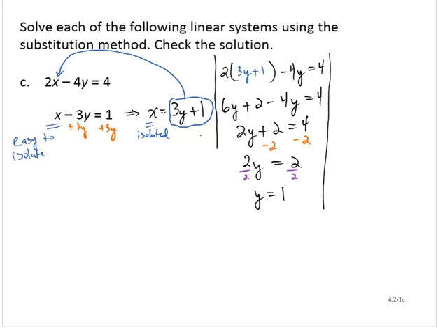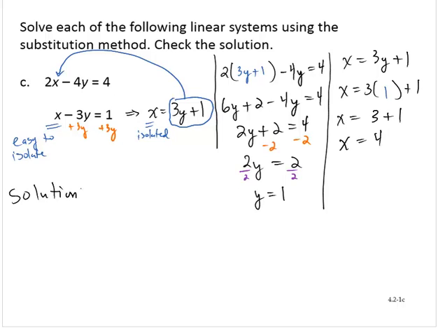Let's find the value for x. Recall that we found that x was equal to 3y plus 1, making the appropriate substitution. X is 3 times 1 plus 1. So then x would equal 3 plus 1, and so x would equal 4. So we're thinking that the solution then is the ordered pair 4, 1. Remember, we usually go in alphabetical order, so it would be x comma y. Let's check our work.